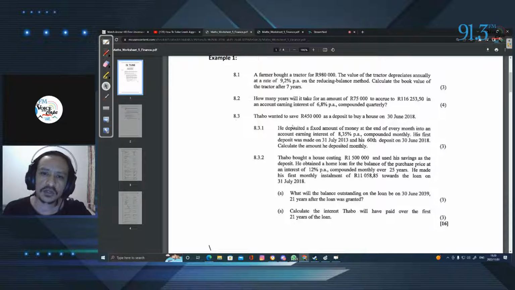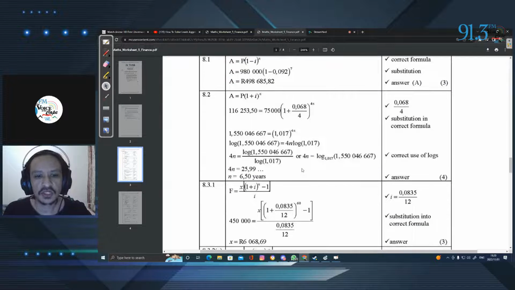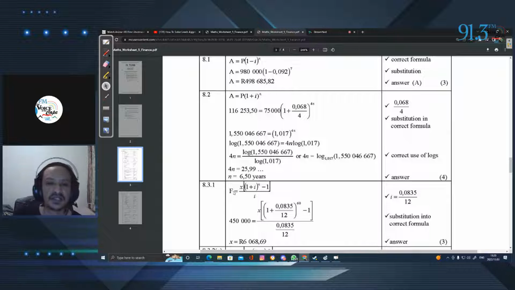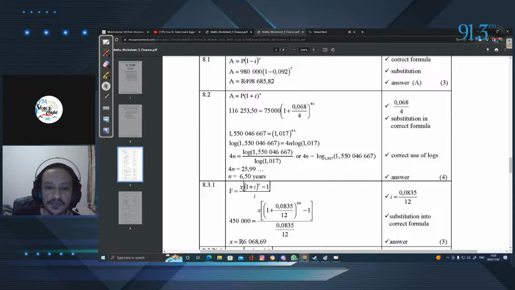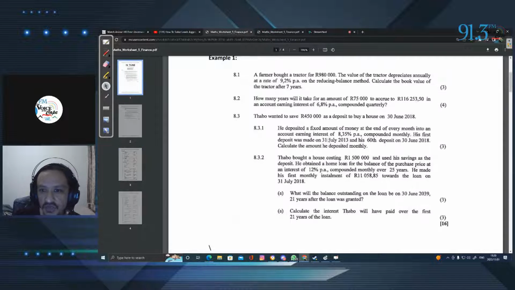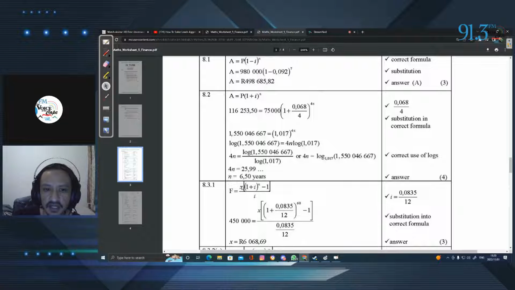So the first thing to understand is what formula we need to use over here. If we take a look at the memo, we're not using this formula here. Instead, we are using this one over here. But we can notice something interesting, how similar this formula is, with this specific term placed in as well. So F represents the amount of money that he wanted to save as a deposit, which is what I stated, 450,000. And we have our X value over here. This X value speaks about the amount he deposited monthly. So X represents the monthly deposit.